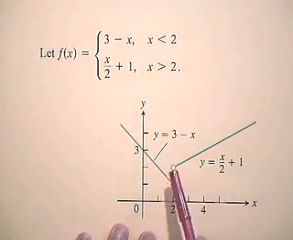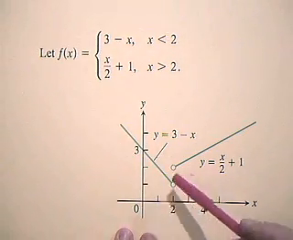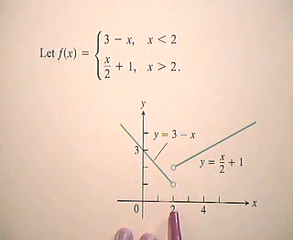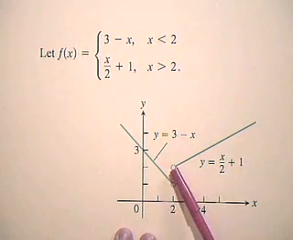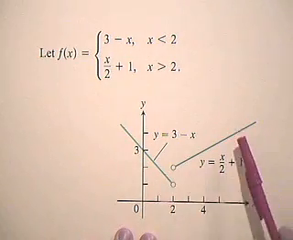Well, if we draw these two lines, the graph looks like this. Here, these two open circles over 2 indicate that f is undefined at x equals 2. So the line x over 2 plus 1 is only used to the right of 2.